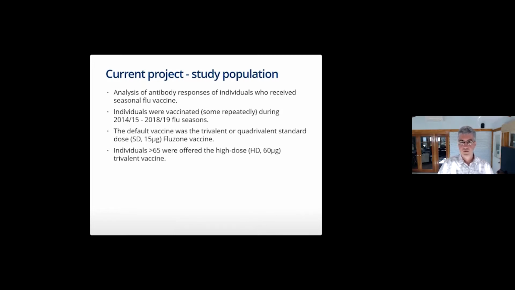And so the default vaccine was the regular standard dose Fluzone vaccine, but individuals that were older than 65 were offered to receive the high dose vaccine. So unfortunately, we have only 2 doses, but it's better than nothing. So we were interested in seeing if we can find differences there. Next slide, please.